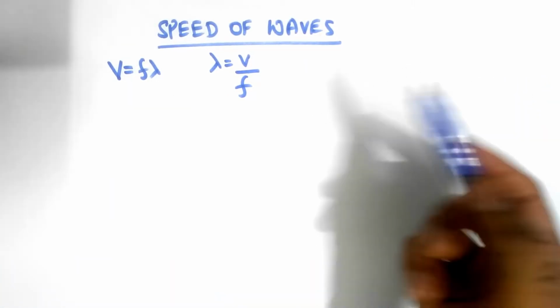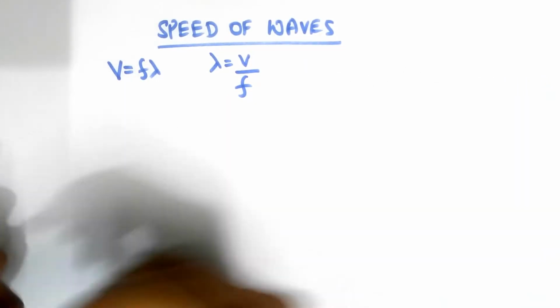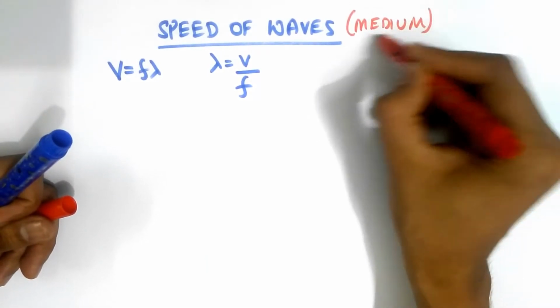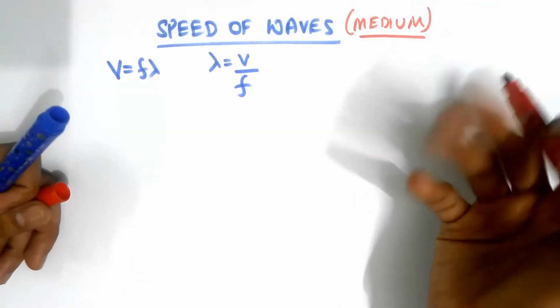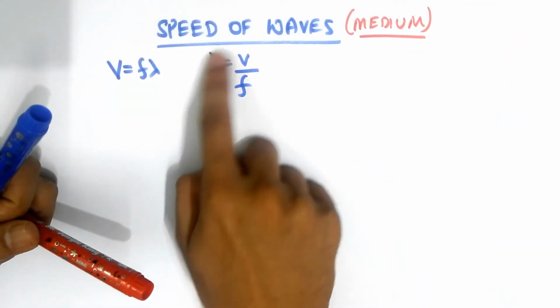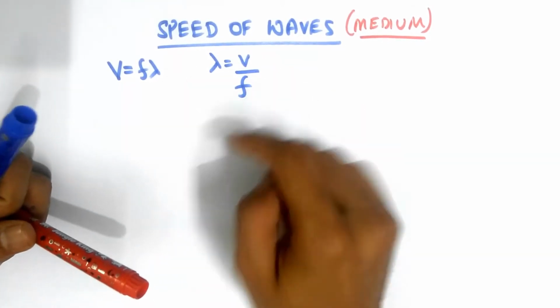What decides the speed of the wave? Speed of the wave purely depends upon the medium. I think I've explained that before. It depends on the medium, the properties of the medium. And the frequency depends on the source. The wavelength gets decided by the speed and the frequency.